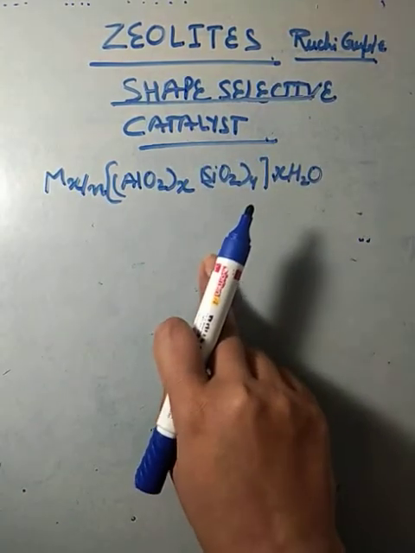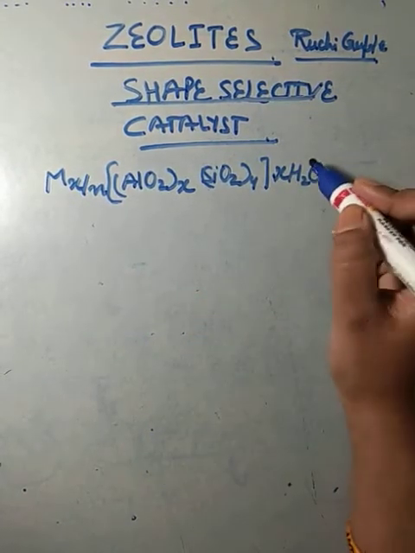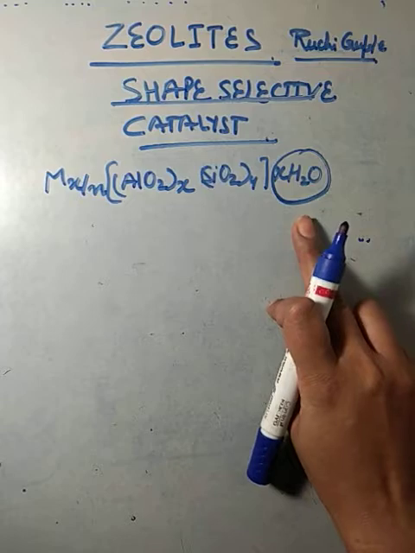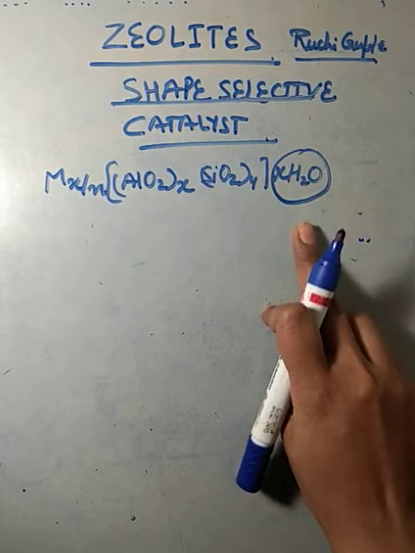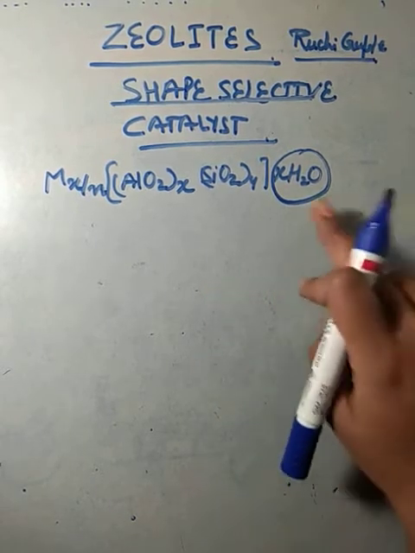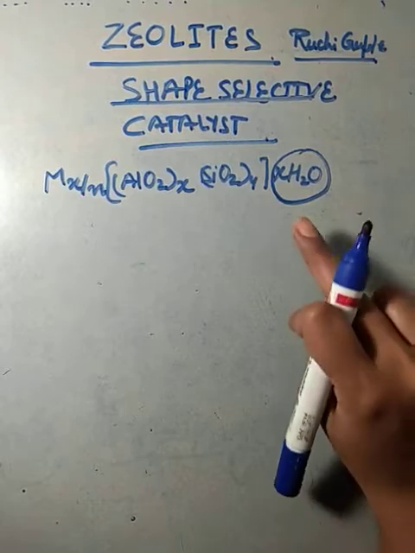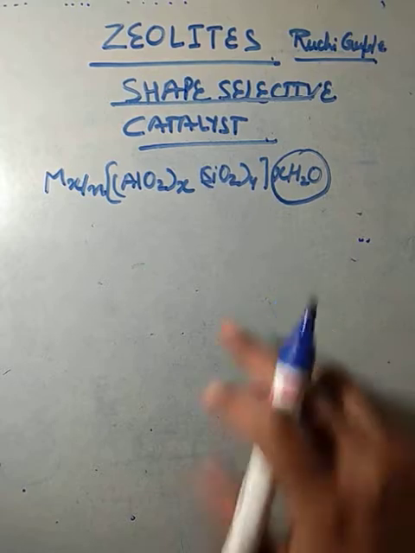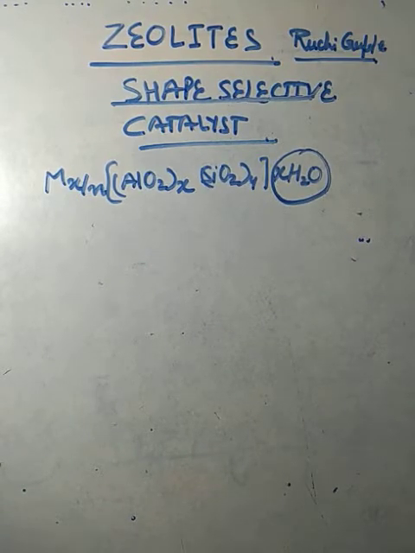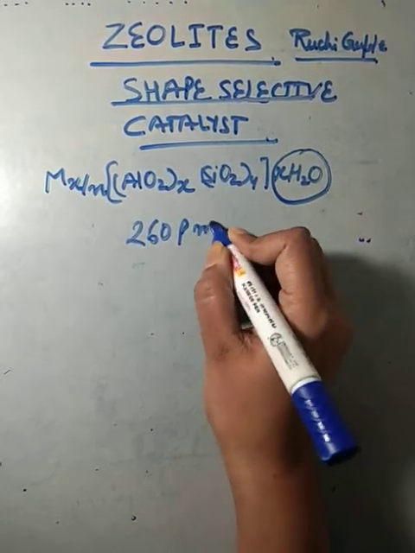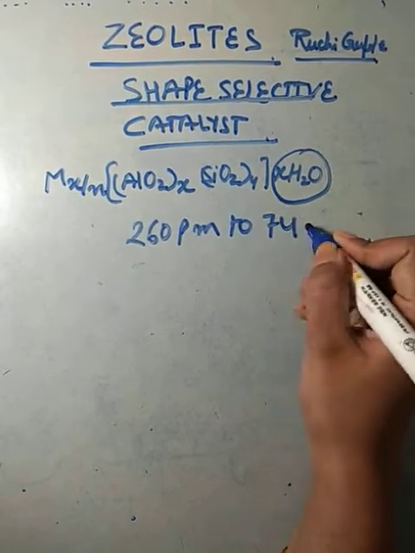Zeolites are shape selective catalysts because in zeolites there are some water molecules present in the form of water of hydration, and the zeolite has a honeycomb-like structure. When you heat any zeolite, this water is released, and as the water is released it leaves pores behind. So zeolite is a structure, after releasing the water, in which pores are present, and the size of pores generally varies between 260 pm to 740 pm.